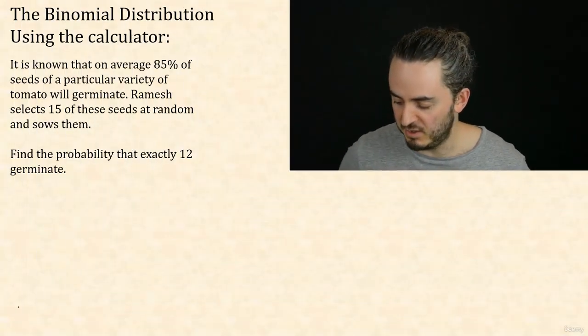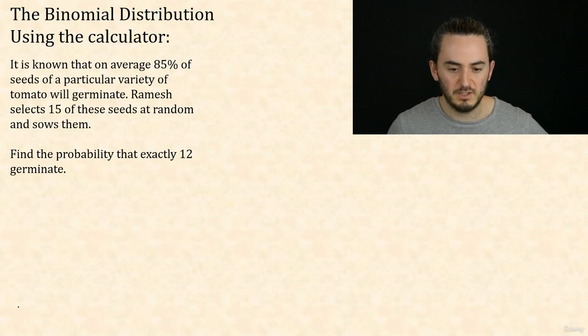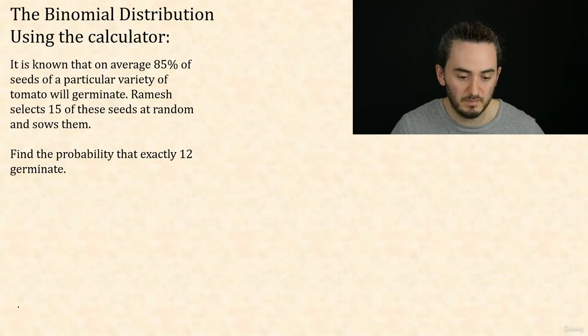So let's have a read of this question, then we'll look at how to use the calculator to solve it. It is known that on average 85% of the seeds for a particular variety of tomato will germinate. Ramesh selects 15 of these seeds at random and sows them. Find the probability that exactly 12 germinate.